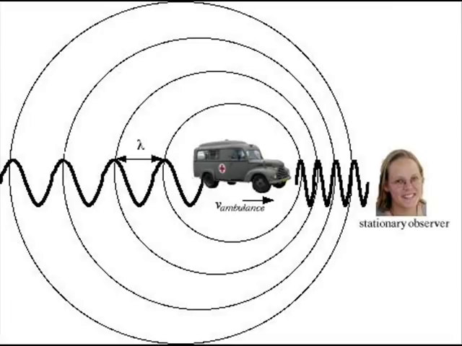This was first named after the Austrian physicist Christian Doppler, who proposed it in 1842. And what this states is that there is a change in frequency of a wave for an observer when there is movement relative to the source of the wave.